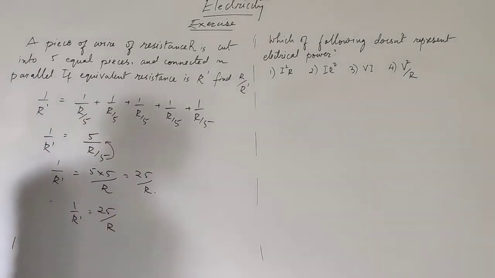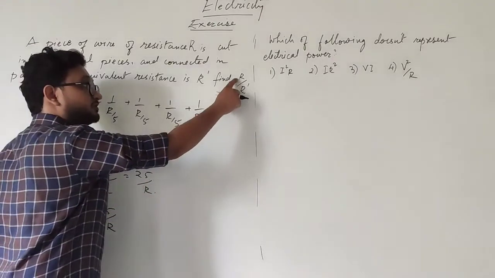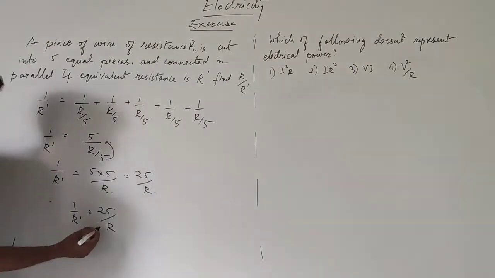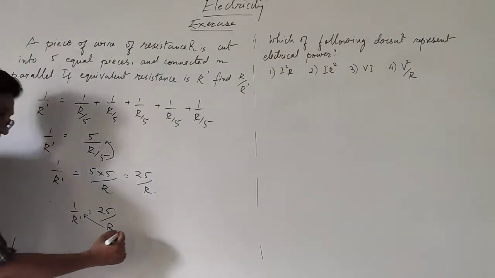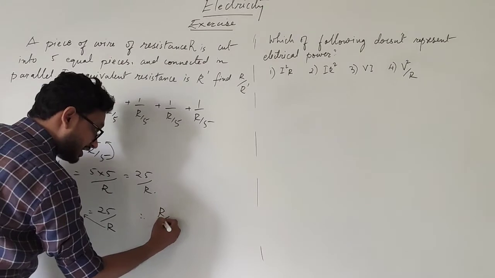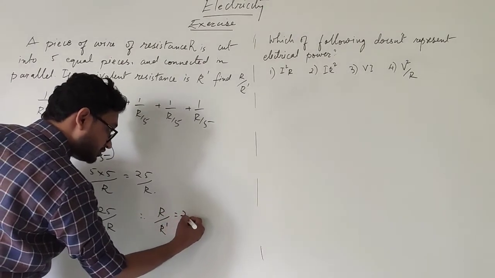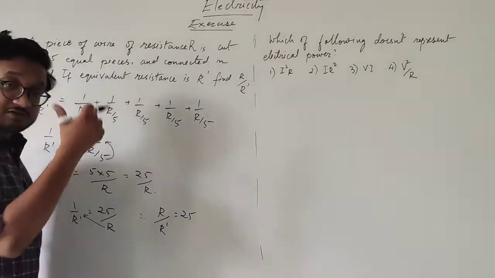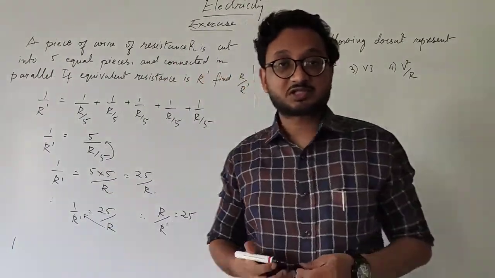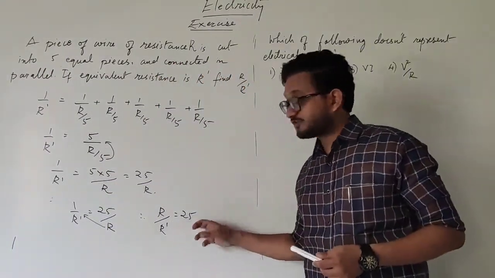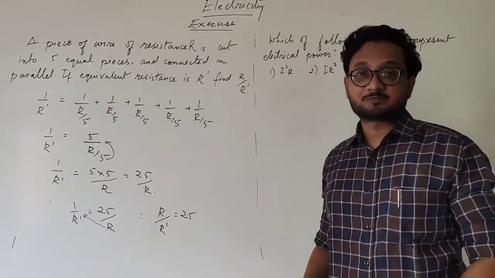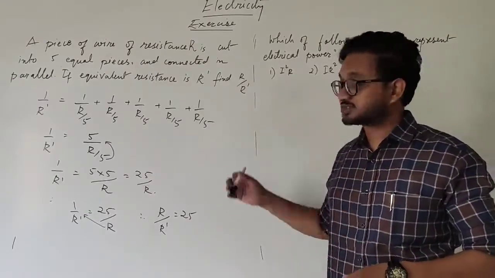Quite simple. Now the question is, we have to find the ratio of R by R dash. So simple cross multiplication of this, and the final step that you get will be R by R dash is equal to 25. And you can check the multiple choice options, and wherever the answer 25 is, that is your correct answer. I hope it is clear. I think it's the option D.